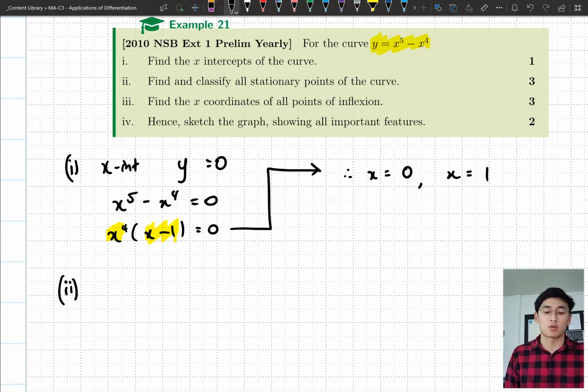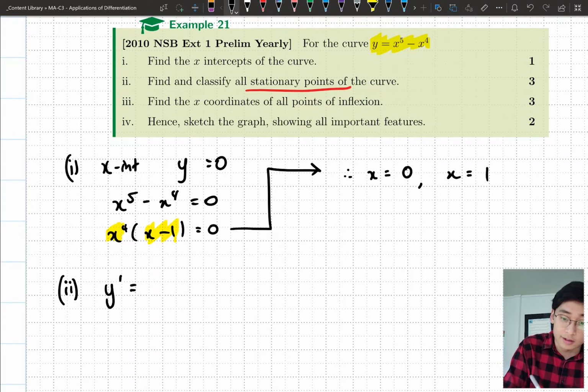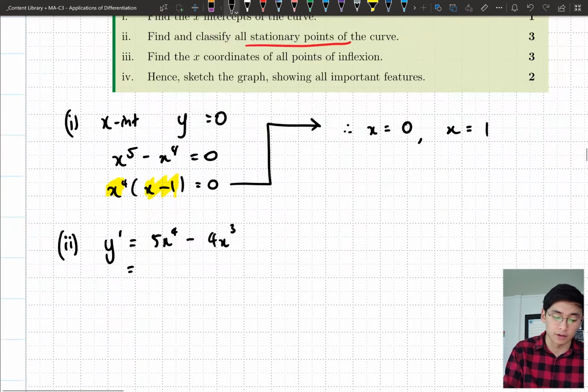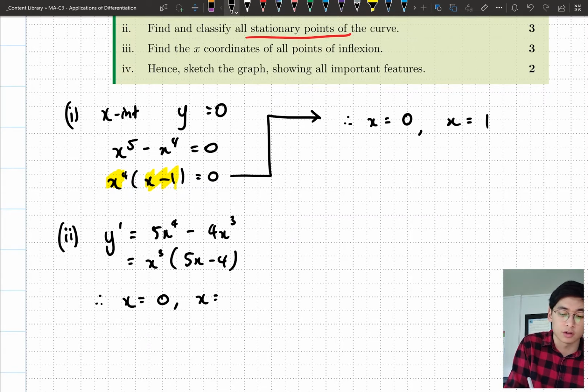Okay, part 2. Find and classify all stationary points of this curve. When you're finding stationary points, if you ever see the word stationary points, what do we need to do? We need to differentiate and then solve for the first derivative being equal to 0. So let's differentiate. I'm going to have y dash is equal to 5x to the power 4 minus 4x to the power 3. Now that I've done that, I'm going to factorize it so that it's easier for me to solve. If you notice both of these terms, I can take out an x cubed, and I've got 5x minus 4. And so from here, therefore, my two solutions are x is equal to 0 and x is equal to 4 over 5 by solving those two factors.